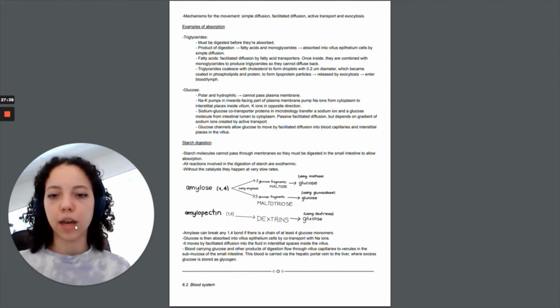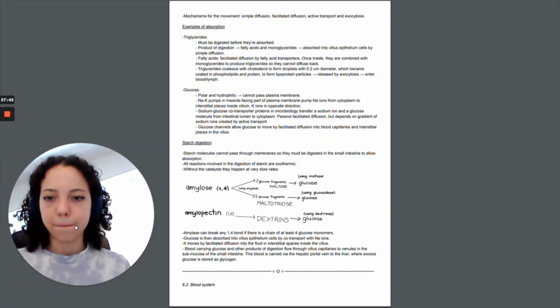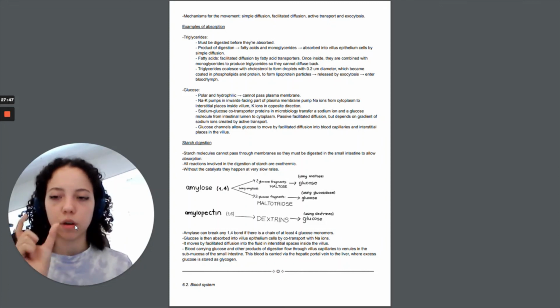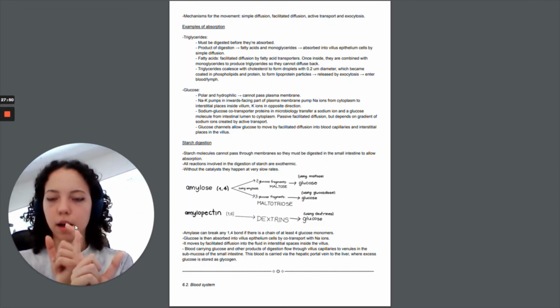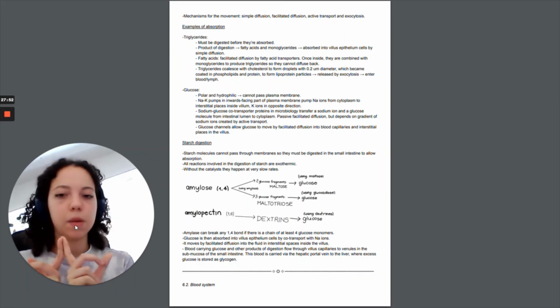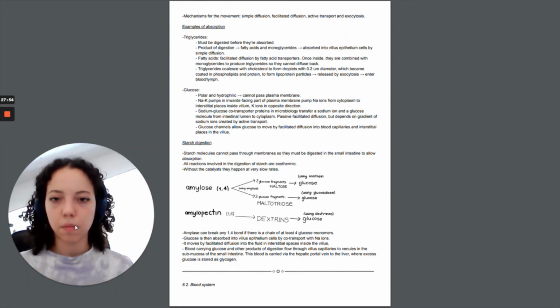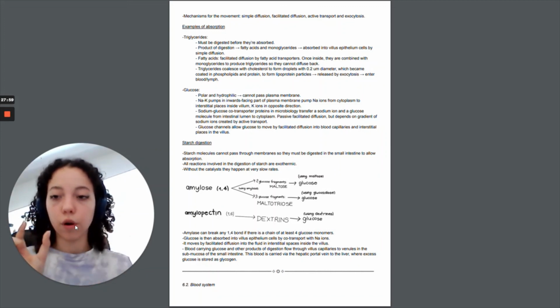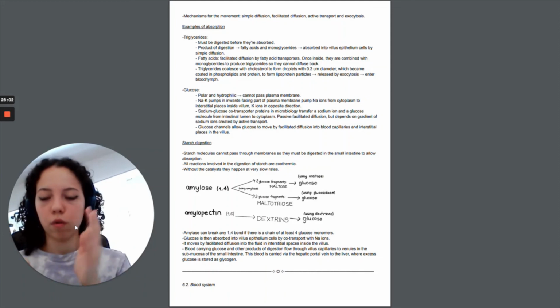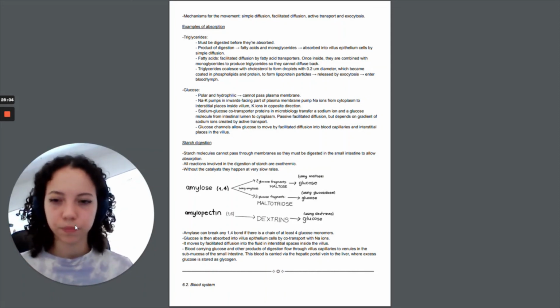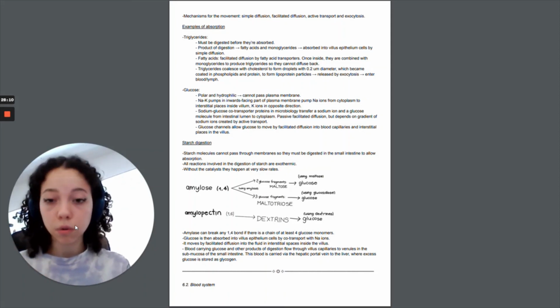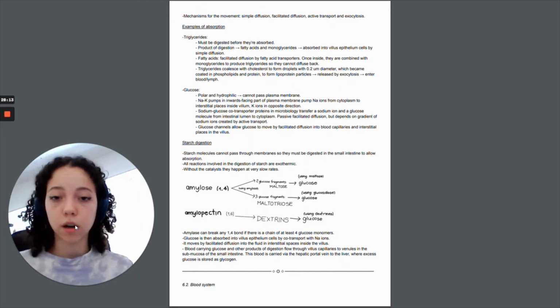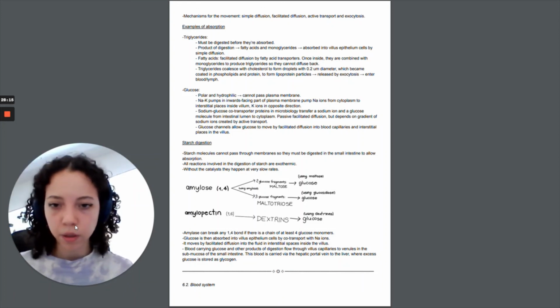So amylase can break any 1-4 bond, the carbon bonds, if there is a chain of at least 4 glucose monomers. So if you have 1, 2, 3 in an amylose chain, amylase cannot break those because that would be a maltotriose. However, if you have 4, the amylase can already break it down into 2 maltose molecules. And this yields glucose, which moves by facilitated diffusion, which I have already talked about.